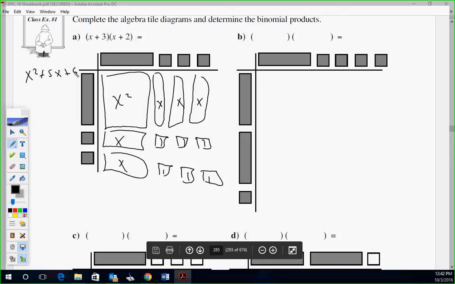Do we have to always draw all that? No, this is the visual representation. The algebra tiles I'm just doing in the workbook, but like I said, for the most part, I just need you to be able to do the process, which we'll get to.